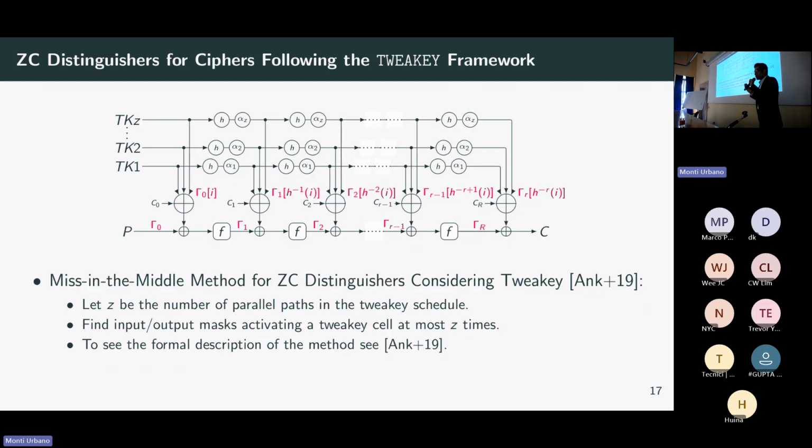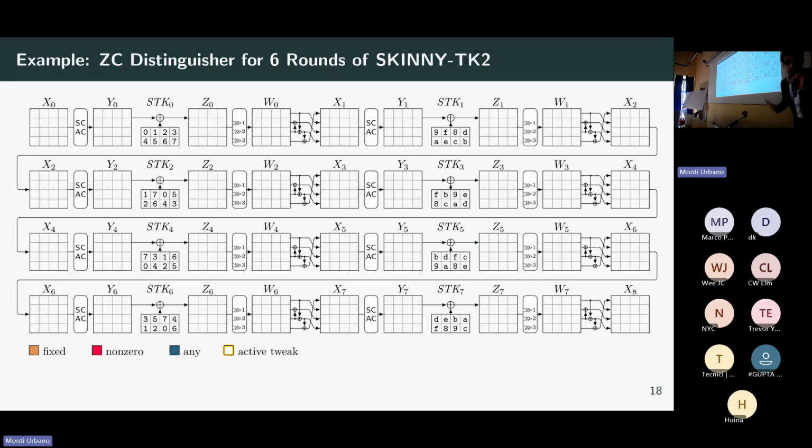If you find an input-output mask for this cipher, an input mask over P and an output mask over C, such that it activates a tweakey cell in at most Z positions, then it gives you a zero correlation distinguisher. And it's a treasure. I would say this theorem is a treasure because let me give you an example.